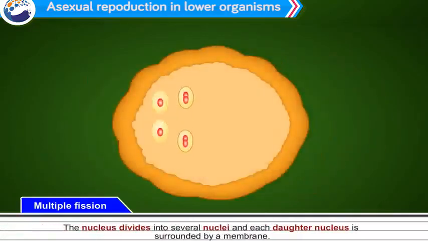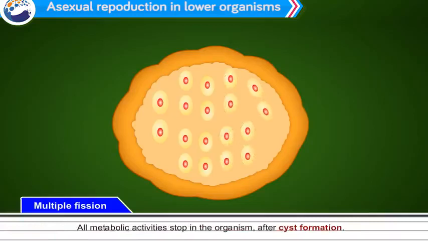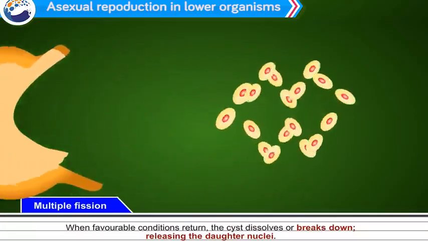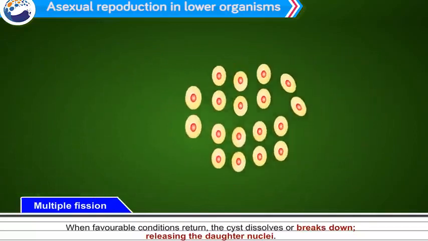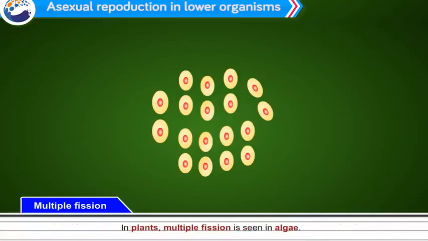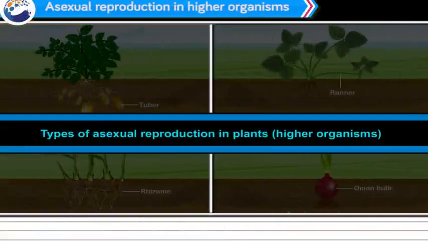The nucleus divides into several nuclei and each daughter nucleus is surrounded by a membrane. All metabolic activities stop in the organism after cyst formation. When favorable conditions return, the cyst dissolves or breaks down, releasing the daughter nuclei. The daughter nuclei, in turn, grow into new individuals. Plasmodium and amoeba undergo cyst stage when they are not in the body of their prime host, that is, humans. In plants, multiple fission is seen in algae. Types of asexual reproduction in plants, higher organisms.